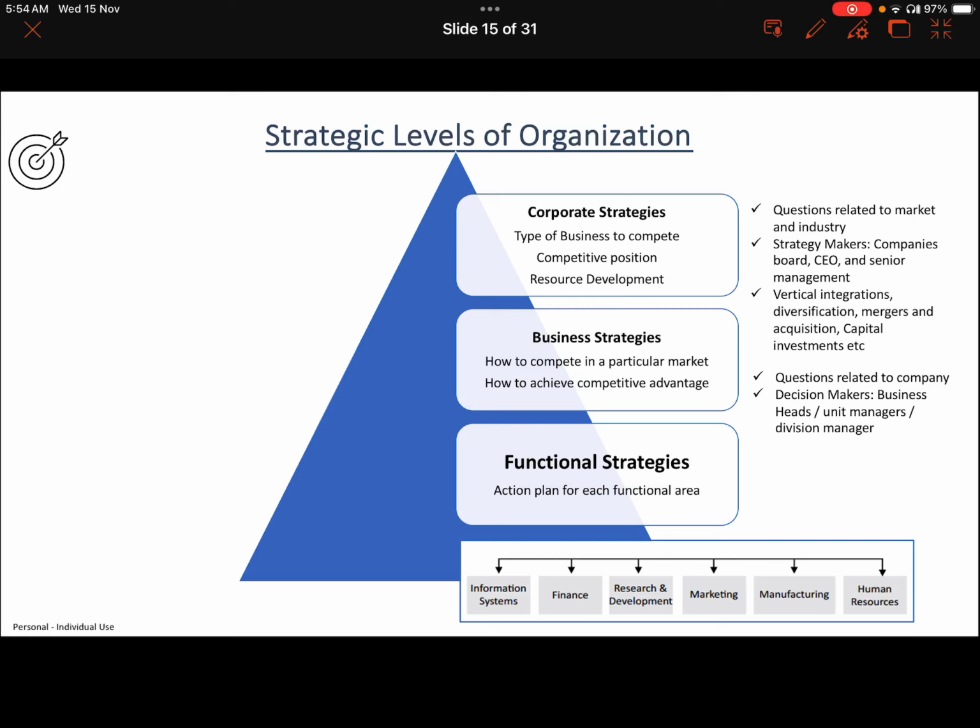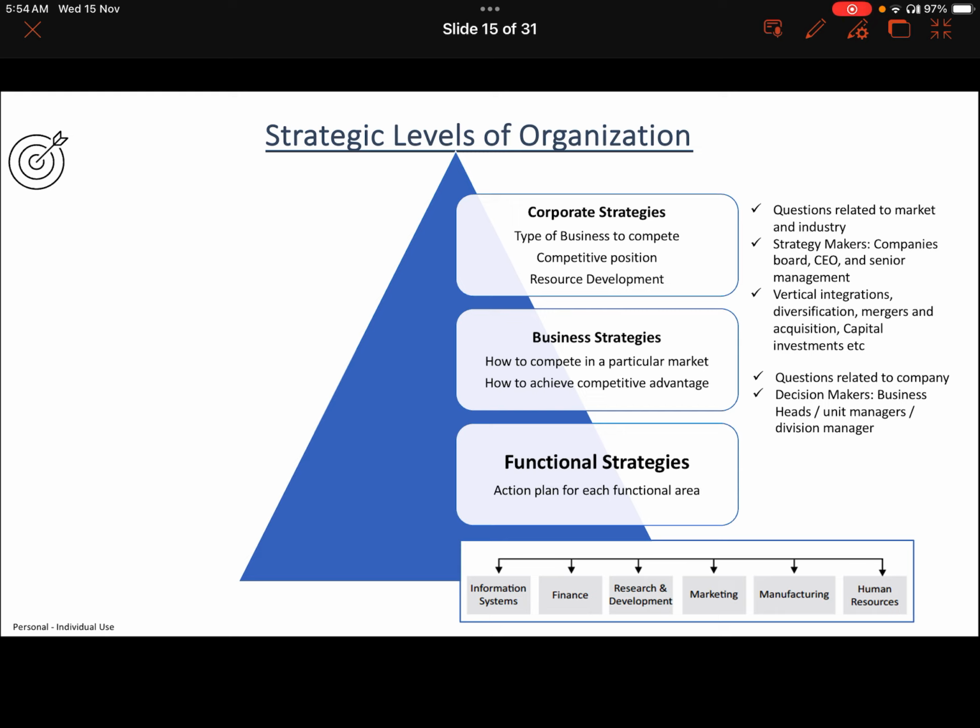Hello everyone, welcome back to my lecture series on strategic management. We are in chapter 3, where we are discussing business policy and strategy formulation. In the first two videos we already discussed what business policy is, and the process for formulating the strategy, by knowing the definitions of mission, vision, objectives and goals.